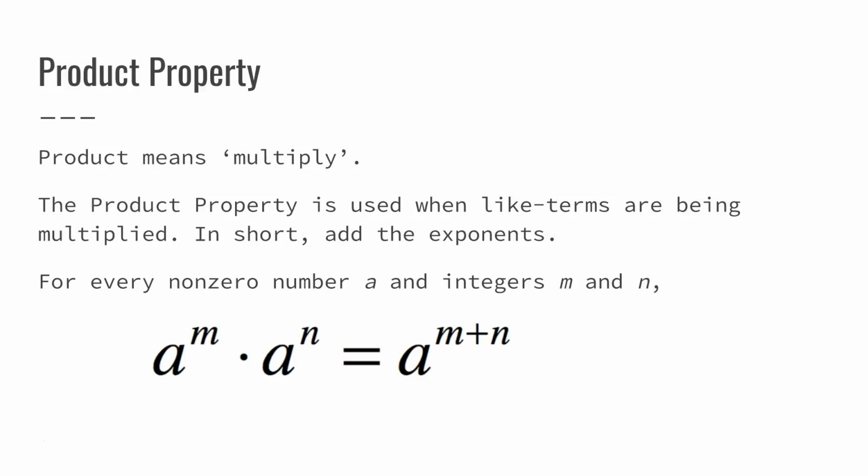The definition of the product property is actually this. For every non-zero number a and integers m and n, so that means a can't be 0, it can be any number, but it can't be 0. And integers, you guys should know what those mean by now, m and n. If you multiply a to the m and a to the n, that's the exact same thing as a to the m plus n. Notice how my base never changed. The base stayed a, but it just took your exponents up top here, m and n, and said, all right, add them together. So write that down. You'll see examples in a moment.